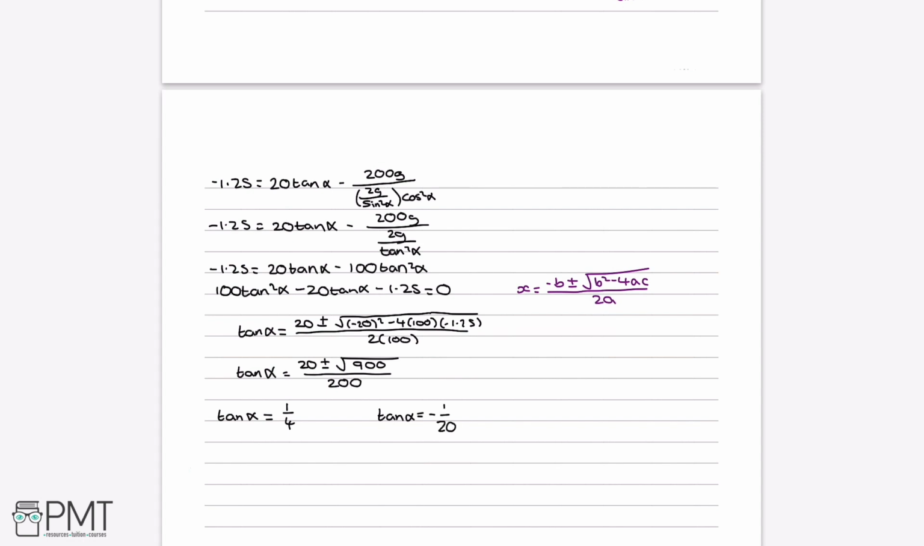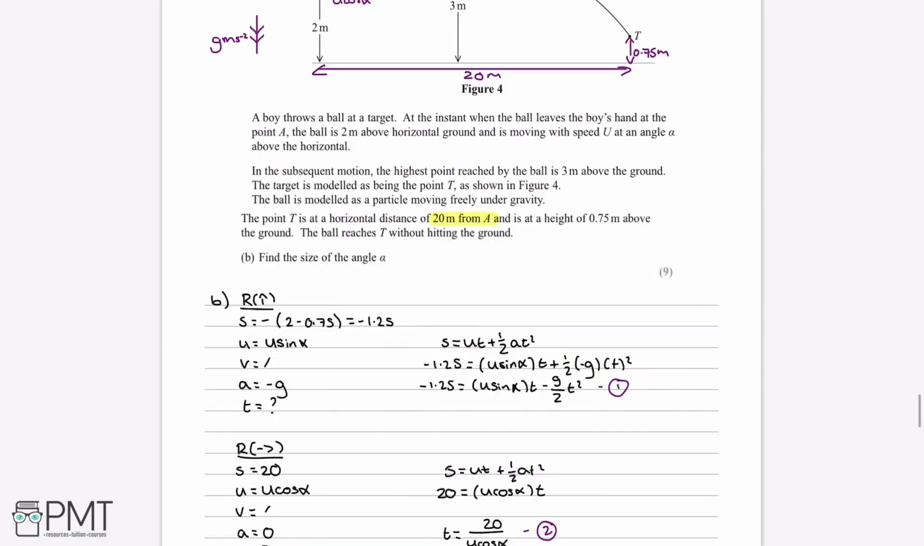And so to find alpha from these, we just have to take the inverse of tan. So here, the inverse of tan of 1 over 4 is 14.0 degrees to 3 significant figures. And here, alpha is equal to minus 2.86 degrees, again, to 3 significant figures. Now the problem with this is we can only have one value of alpha, and the way we can figure out what that is is if we think about this angle up here.